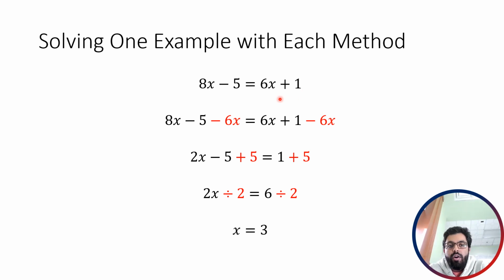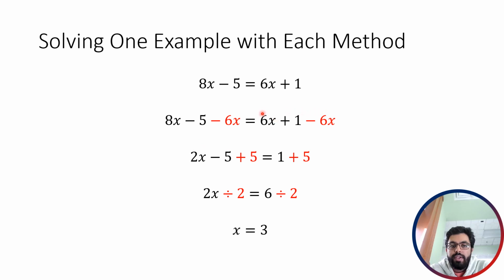So I want to get all the clumps of stuff, all those terms that have an x in them, on one side of the equal sign, and I want to get all the numbers on the other side of the equal sign. So my first step is I want to bring the 6x over to be with the 8x. So in order to do that, I need to get rid of the 6x from this side. So I subtract 6x from the right side, which means I also have to subtract 6x from the left side, which means that if you go through that math, you're going to get 8x minus 6x, that's 2x minus 5. So that's where this 2x minus 5 comes from.